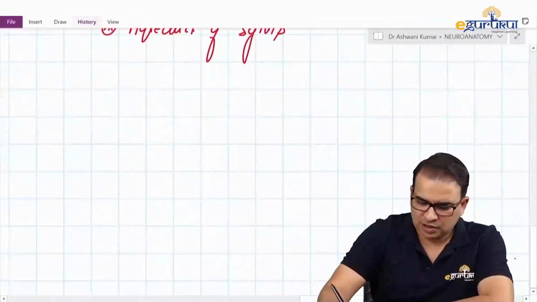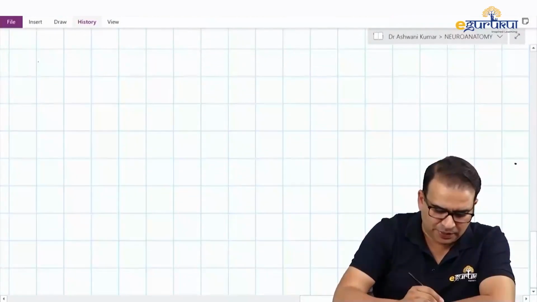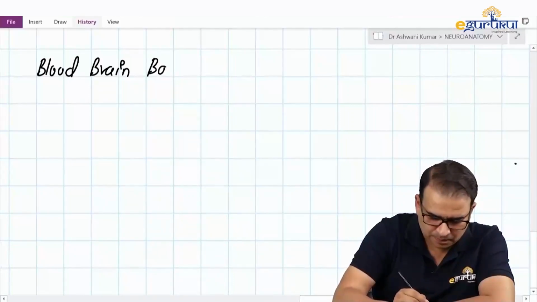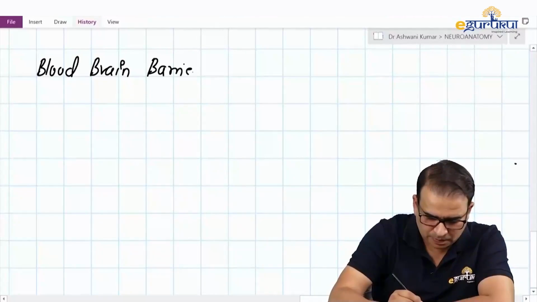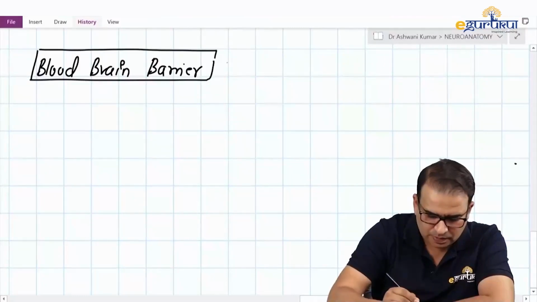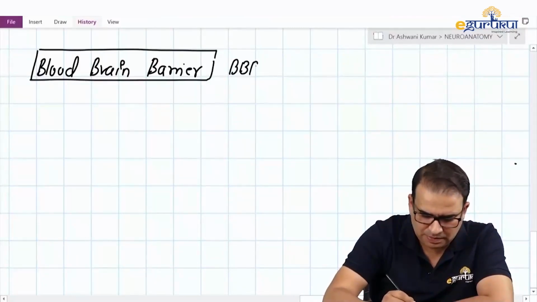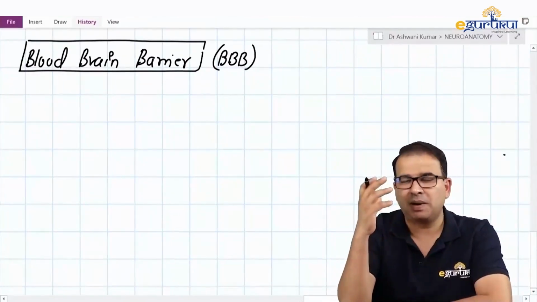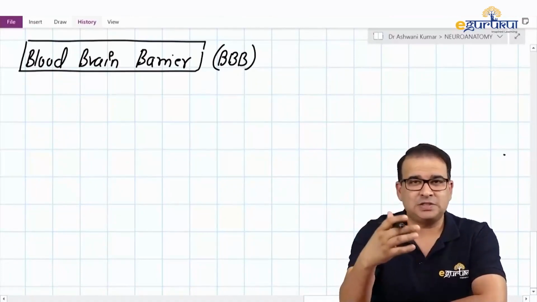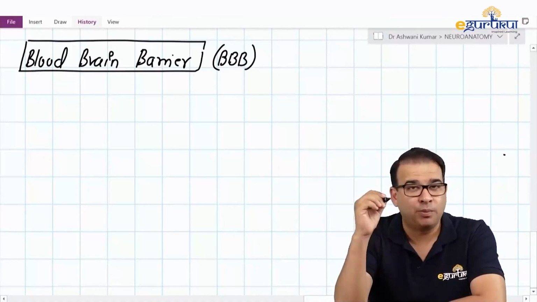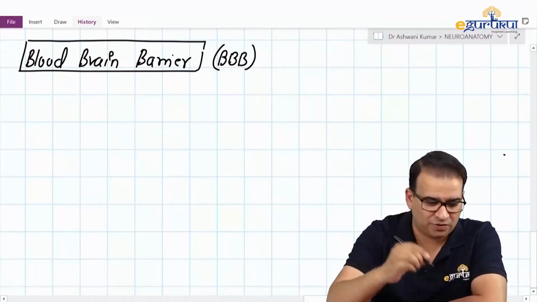Now continuing with the general part, let's come on to the blood-brain barrier. The BBB, the blood-brain barrier. Now every time we talk about the blood-brain barrier, the first thing which comes to our mind is astrocytes. Astrocytes form the blood-brain barrier. True, that is correct, but that is forming just one component of the blood-brain barrier and not everything.